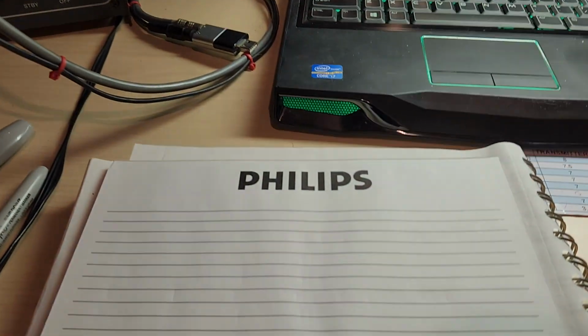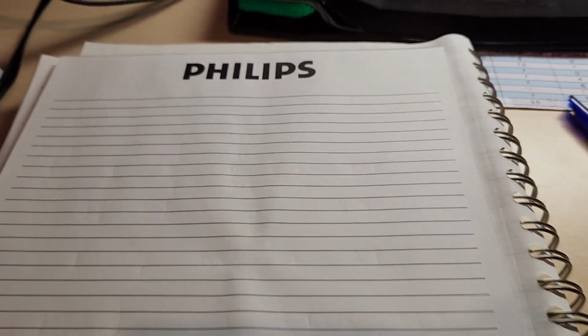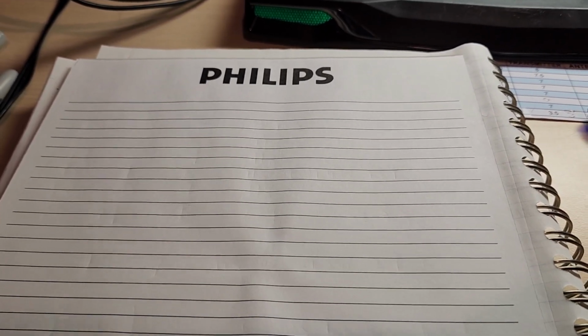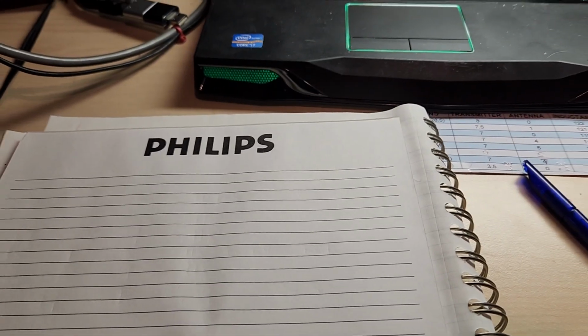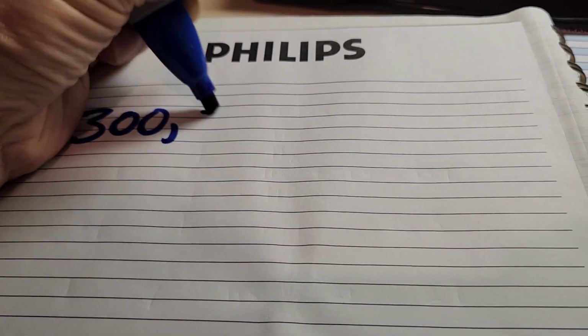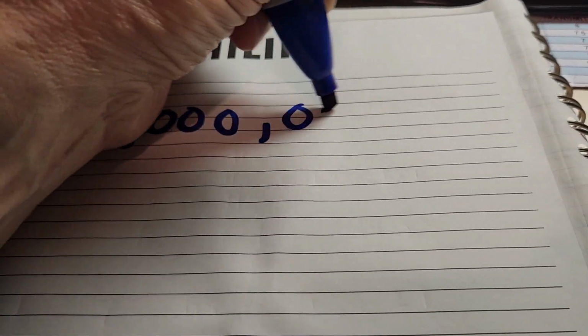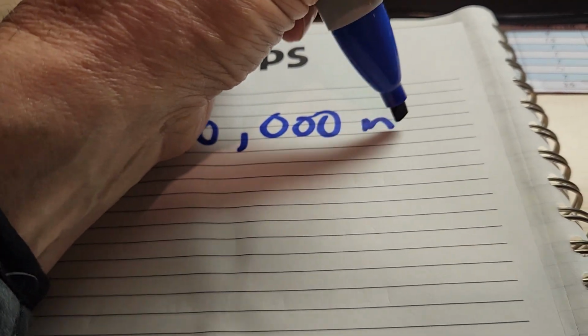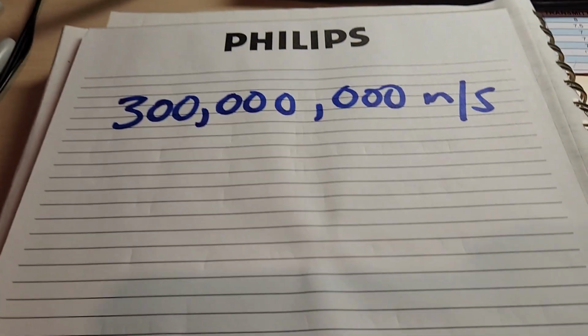The speed of light, going to do some math now. Yes, there's going to be math. If I can get the pen open. The speed of light goes 300 million meters per second.